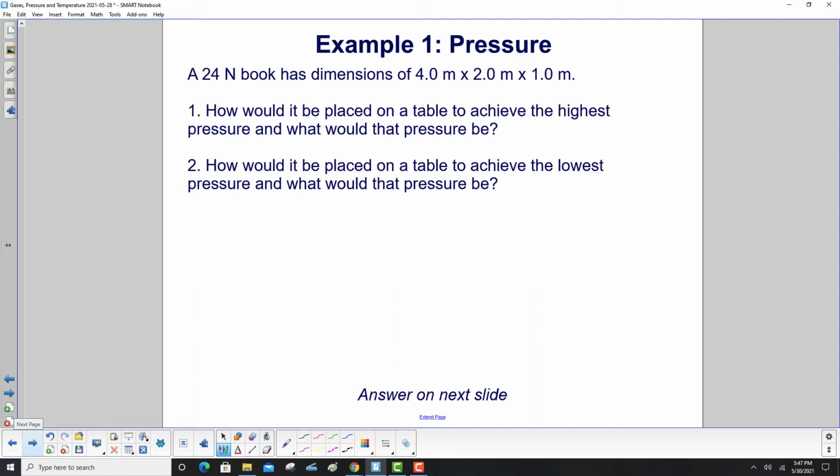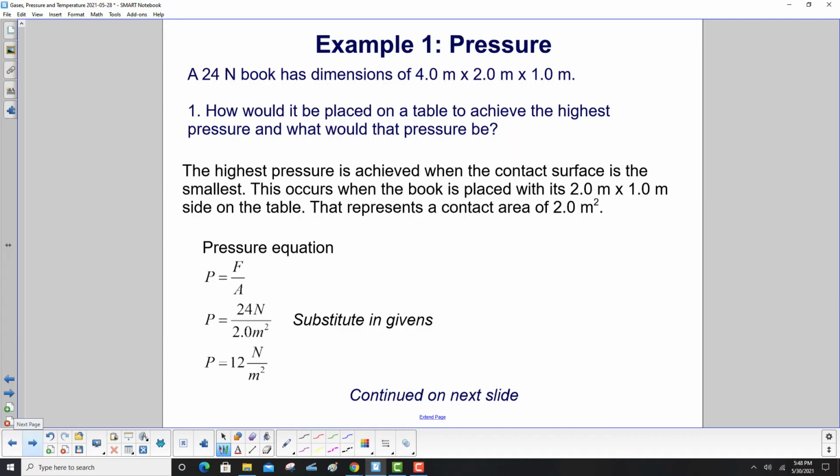Let's work a problem. We have a 24 newton book with dimensions of 4 by 2 by 1, all of them in meters. How would it be placed on a table to achieve the highest pressure, and what would that pressure be? How would it be placed on a table to achieve the lowest pressure, and what would that pressure be? The highest pressure is achieved when the contact surface is the smallest.